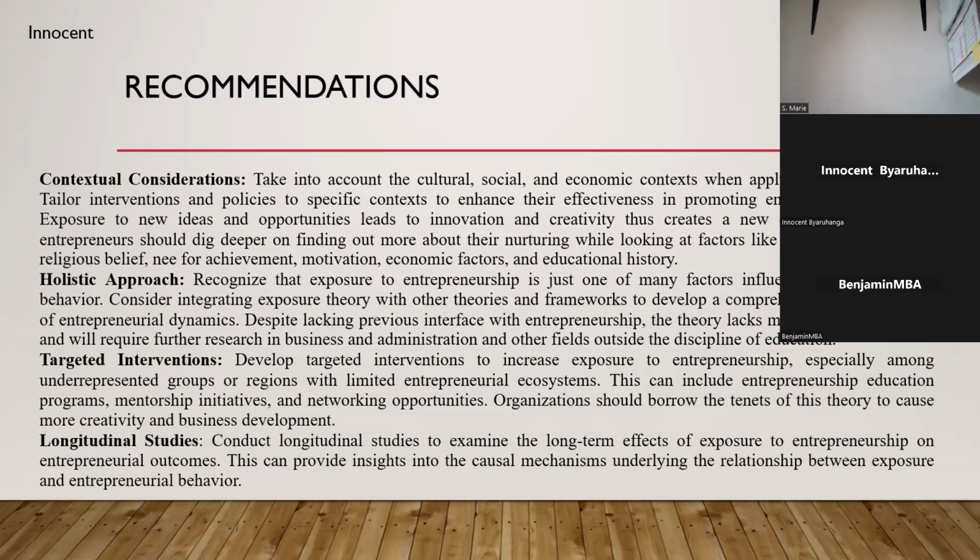Then lastly, longitudinal studies. Conduct longitudinal studies to examine the long-term effects of exposure to entrepreneurship on entrepreneurial outcomes. This can provide insights into causal mechanisms underlying the relationship between exposure and entrepreneurial behavior. Next.